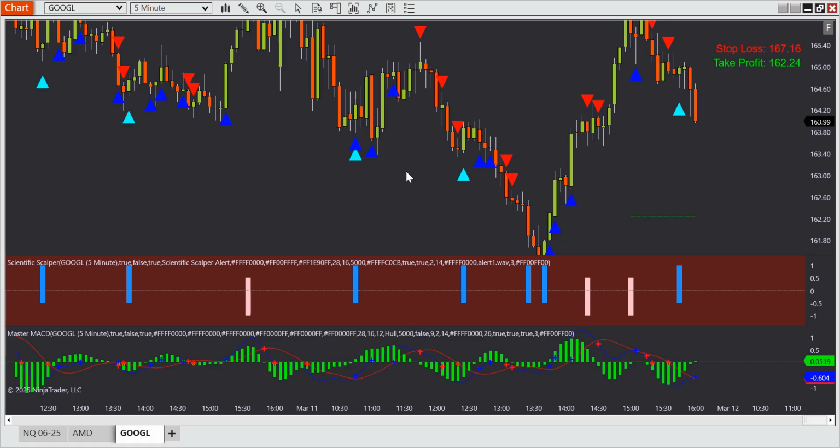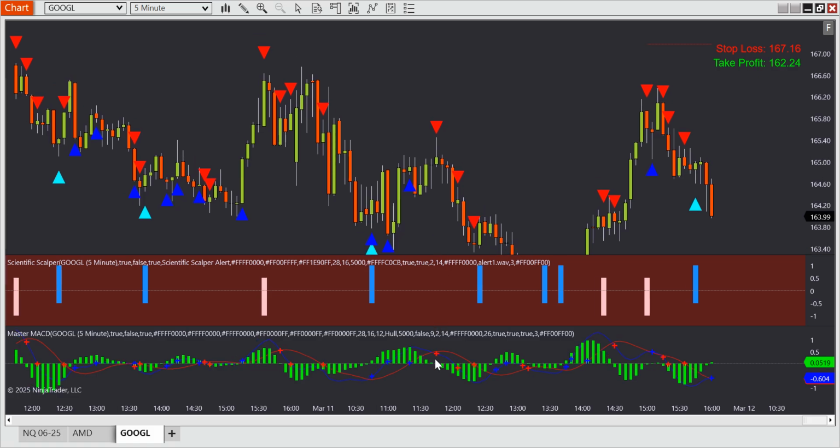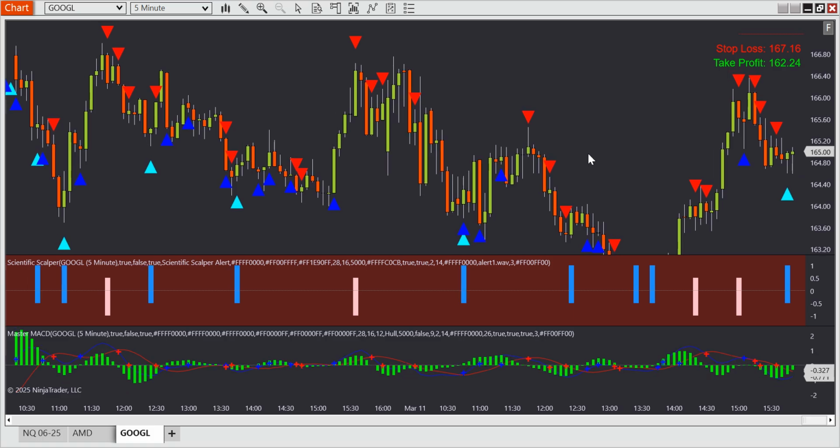This is on the 5-minute. And then later on, we actually have another cross. We don't have a scientific scalper sell signal, but since the trend is still bearish, it's still red here, that could be a very confident re-entry as well right here.